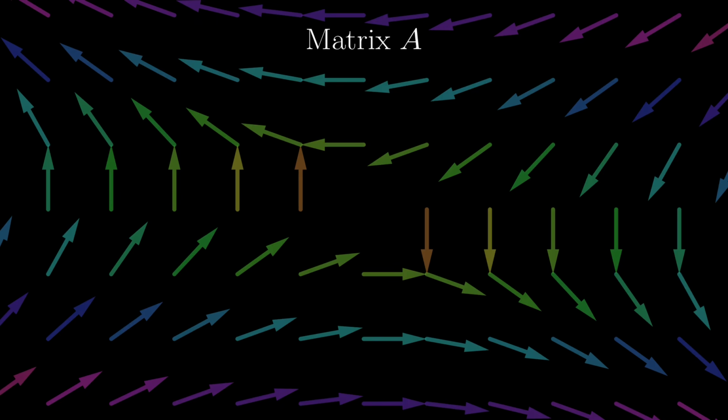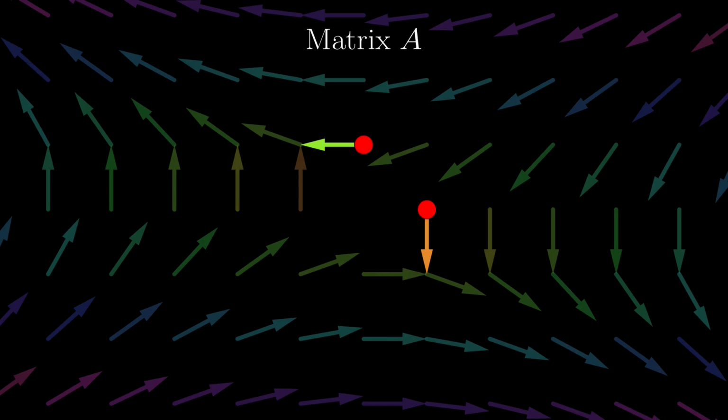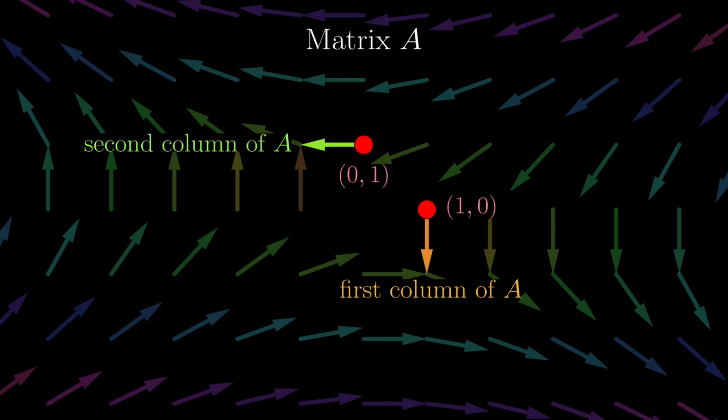In particular, these two vectors are the important ones because they are the vectors attached to the points (1, 0) and (0, 1) respectively. The vector attached to (1, 0) would be the first column of A, while the vector attached to (0, 1) would be the second column of A.